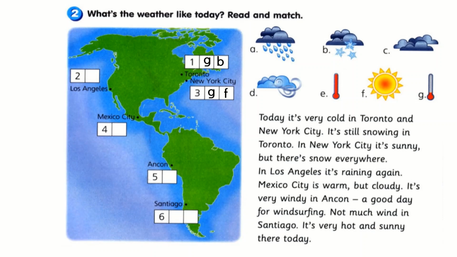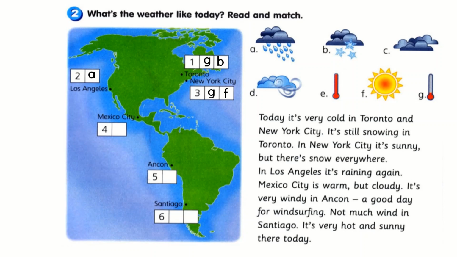In Los Angeles, it's raining again. Now, which letter shows that it's raining? It's A. So let's look for Los Angeles. Is it 2, 4, 5, or 6? Los Angeles is at the top where it is 2. So let's fill in that blank with A to show that Los Angeles, it's raining.